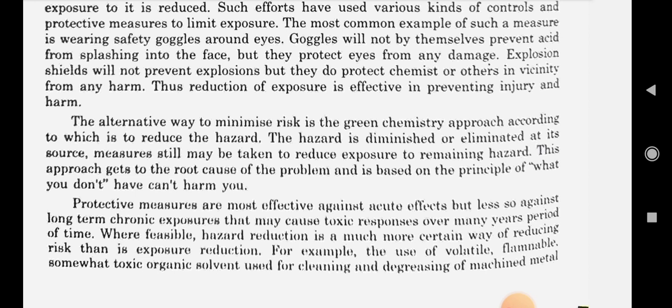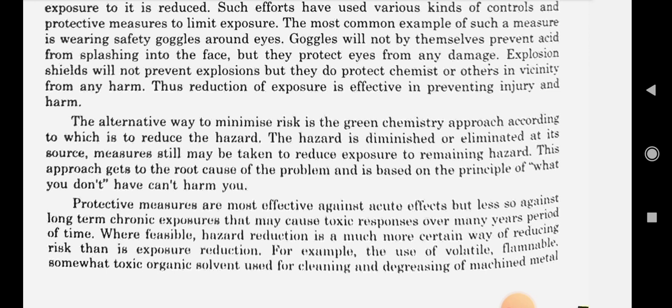Goggles will not themselves prevent acids from splashing into the face, but they protect the eyes from any damage. Explosion shields will not prevent explosions, but they protect chemists and other workers from any harm. Thus, reduction of exposure is effective in preventing injury and harm.